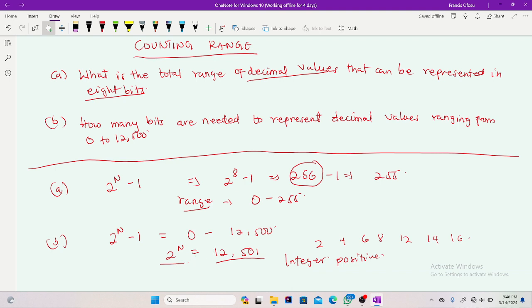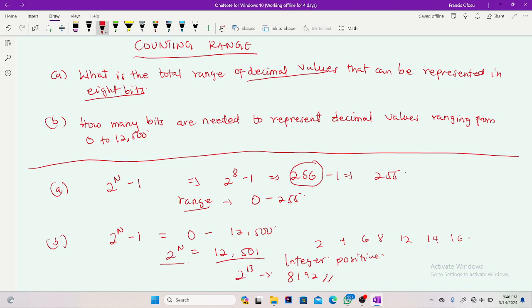So here you can guess. You know that 2 to the power 10 is 1024, which is what we call kilo, so we don't want that one. So you can try 2 to the power 13. What is 2 to the power 13? It is simply 8192. Okay, so this number is far less than 12,500.